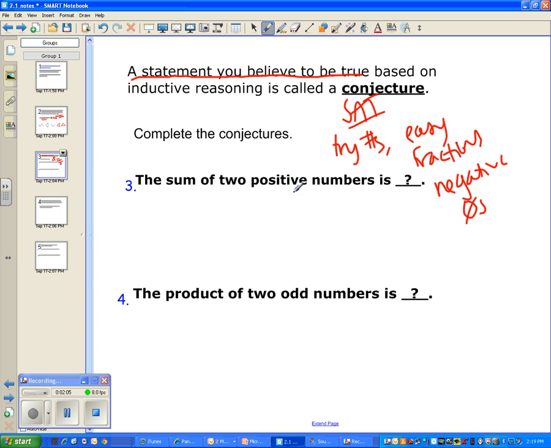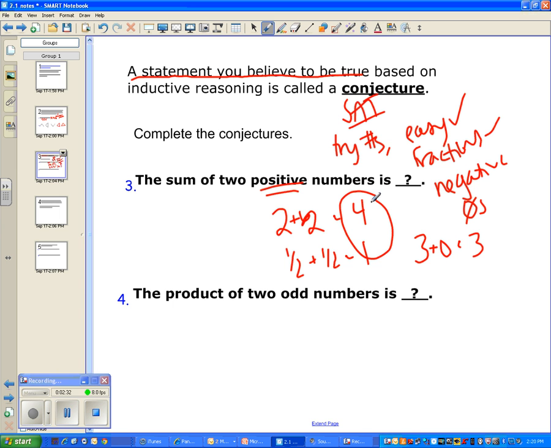So the sum of 2 positive numbers. Positive means they have to be not negative. So for example, 2 plus 2. Okay, well that's 4. I would consider that an easy one. Okay, what about a fraction? 1/2 plus 1/2. Okay, that's 1. Well, we can't be negative because they said it's positive. Zeros. Okay, what about 3 plus 0? Okay, that's 3. So what's something that's similar about all of these answers?